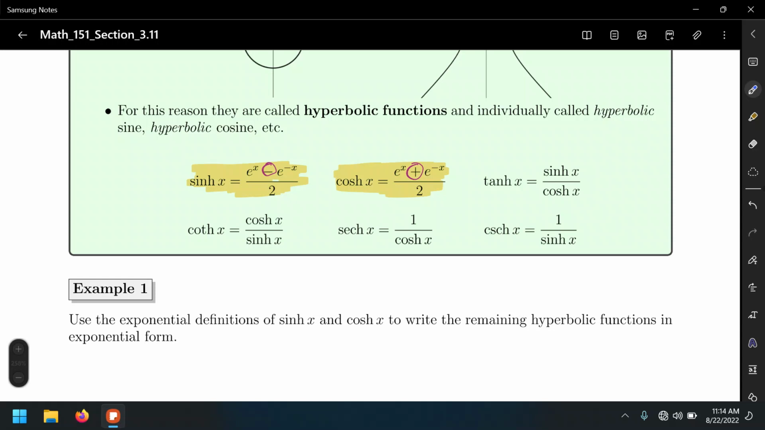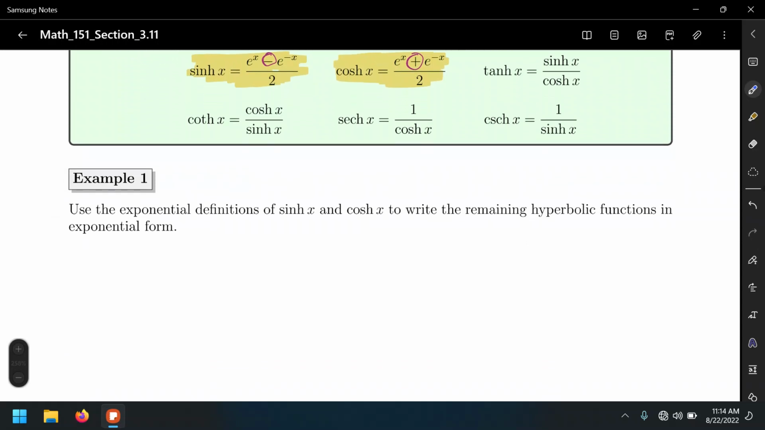So, okay, as a first exercise, how about we use these definitions of sinh and cosh to write the remaining four identities in terms of exponentials. Let's go ahead and do that. So let's start with tanh, because we already know what sinh and cosh are. So tanh x, which is sinh over cosh.